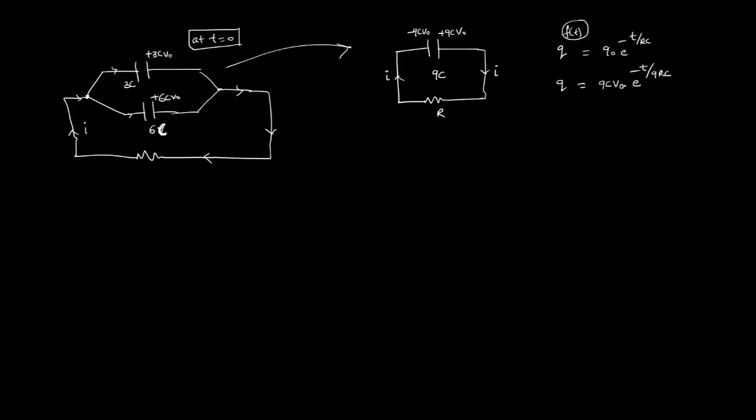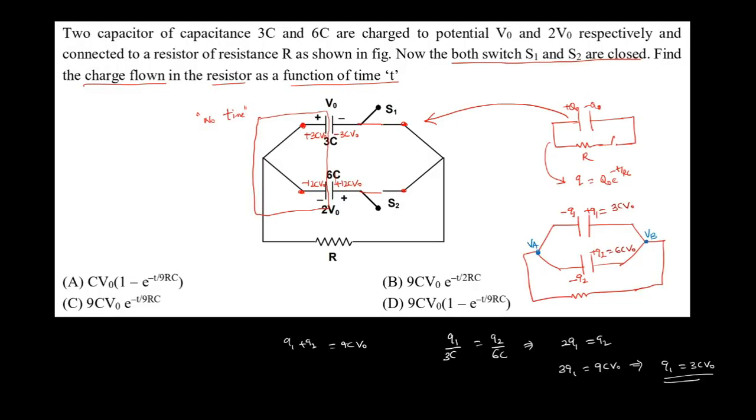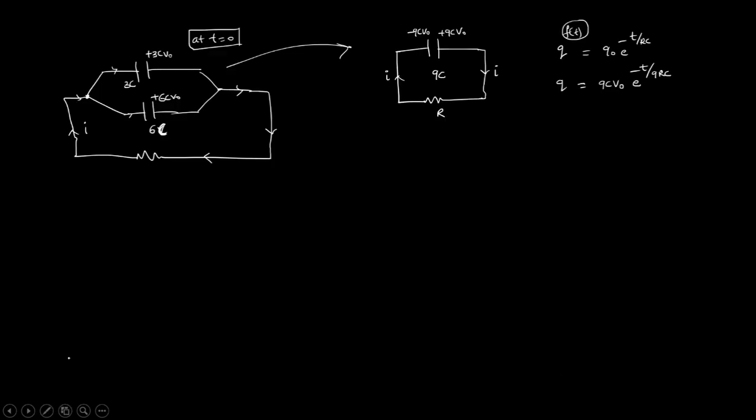So this is the charge, but remember, this is not what the question is asking. They are asking what is the charge flown through the resistor. Most of the people went with option C, but that is not the correct one. Now how do we go for the charge passing through the resistor? To find the charge passing through the resistor, first we find the current in the resistor as a function of time.